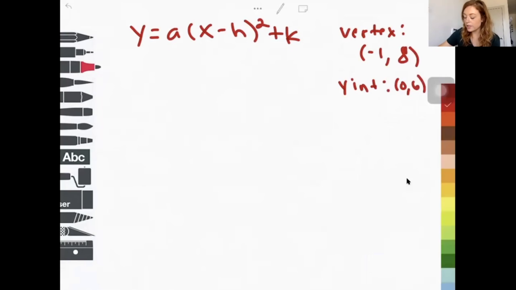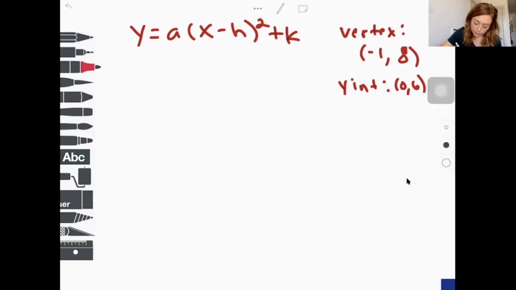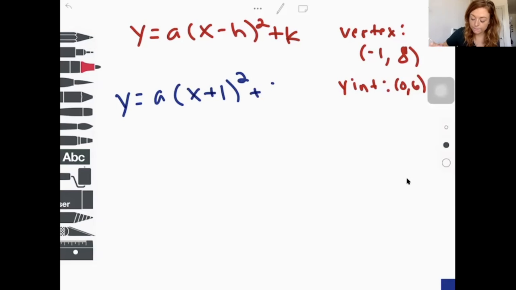Okay, so now let's plug what we know into our equation. So we're going to start with our vertex. So we're going to say y equals a times x. Well, it's inside the parentheses, so that means that we're going to switch the sign over. So where it was a -1, it's now going to be a +1 because it was a -h in the formula. Squared. And then k stays the same, or the y value stays the same. So it's going to be +8.